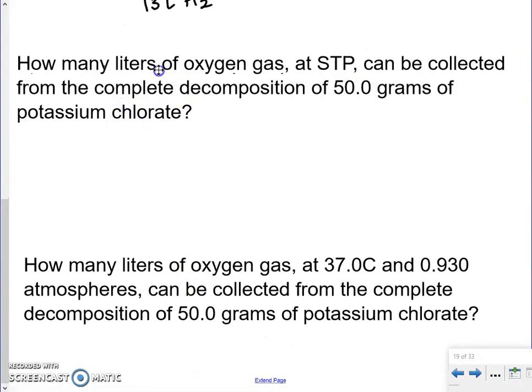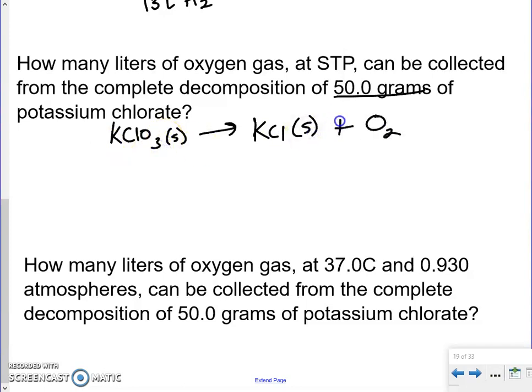How many liters of oxygen at STP can be collected from the complete decomposition of 50 grams of potassium chlorate? So we write our reaction, potassium chlorate, and this is one of the ones that you would have had to know the trend for from last year, so you're not going to have a predicting products one like this necessarily, but this is going to form a metal chloride, so potassium chloride, which is a solid because it is an ionic compound, just like potassium chlorate is a solid at room temperature, plus oxygen, which of course is a gas.